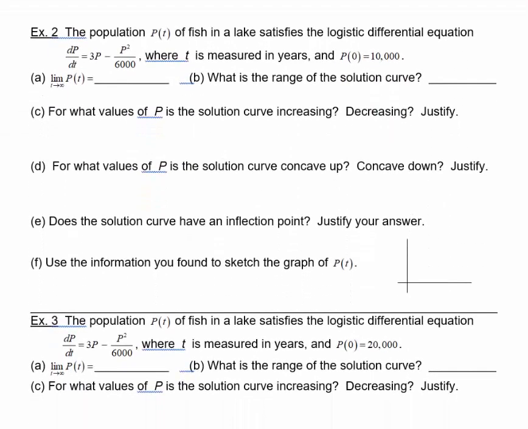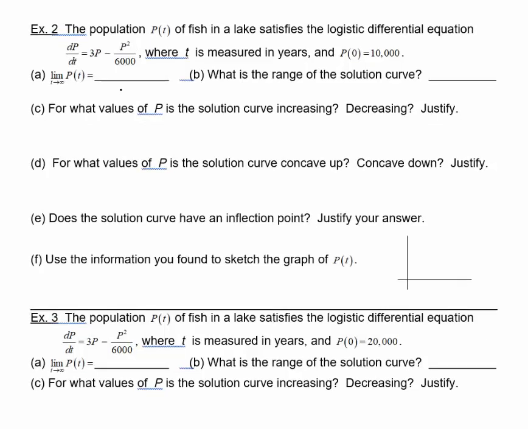All right, one more example. Again, this one's going to be pretty similar to that. Actually, this one is the exact same equation. The only difference is the initial condition is different. So now my initial condition is starting at 10,000.